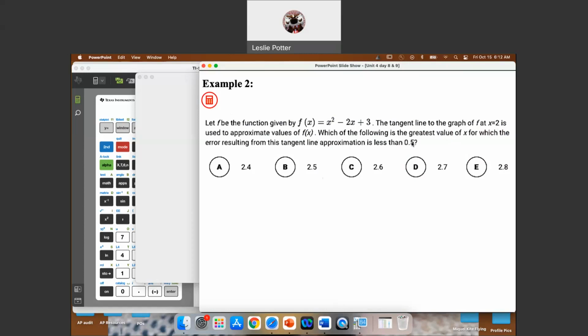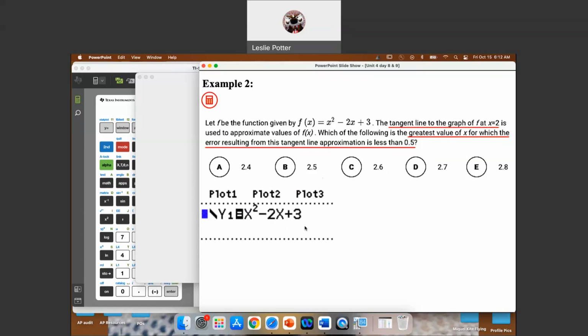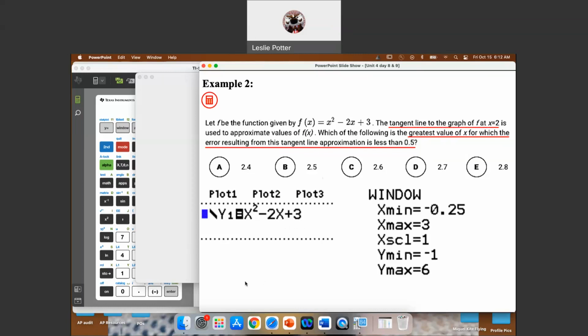Okay, so kind of a twist here on what they're asking for. What they're basically saying is, I want to have an error of less than 0.5. Okay, so we know that the point of tangency is at x equals 2. So if we graph this as a parabola, right? If we graph this and we set up our window, so we're going to go ahead and do that.